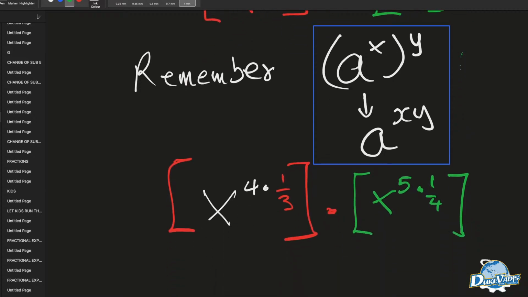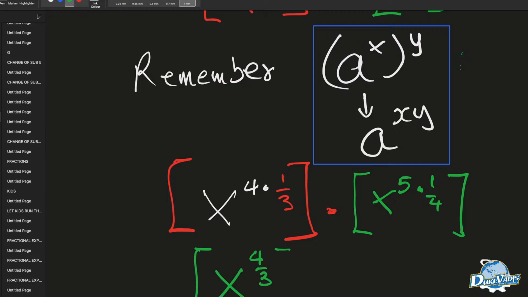As you look at it, it is similar to the formula I've highlighted below. So we know that 4 times 1 over 3 will give us x raised to the power 4 over 3.